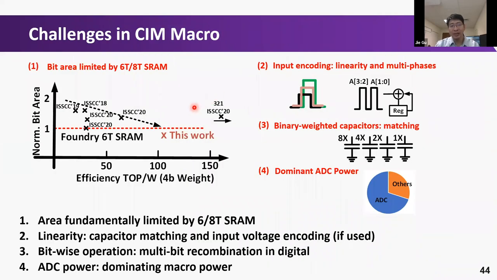So here I summarize a few limitations of existing work, including the area limitation, because people all use 6T, 8T SRAM. But in our design that I'm going to show later, we are much more aggressive. We only use 3-transistor SRAM. On the right side, there's also the issue of the linearity of the input encoding and the multiple phase recombination to support the larger number of bits. And matching issues of capacitors and also the ADC. In fact, the ADC dominates the power consumption, so we have to find a way to improve the ADC as well.